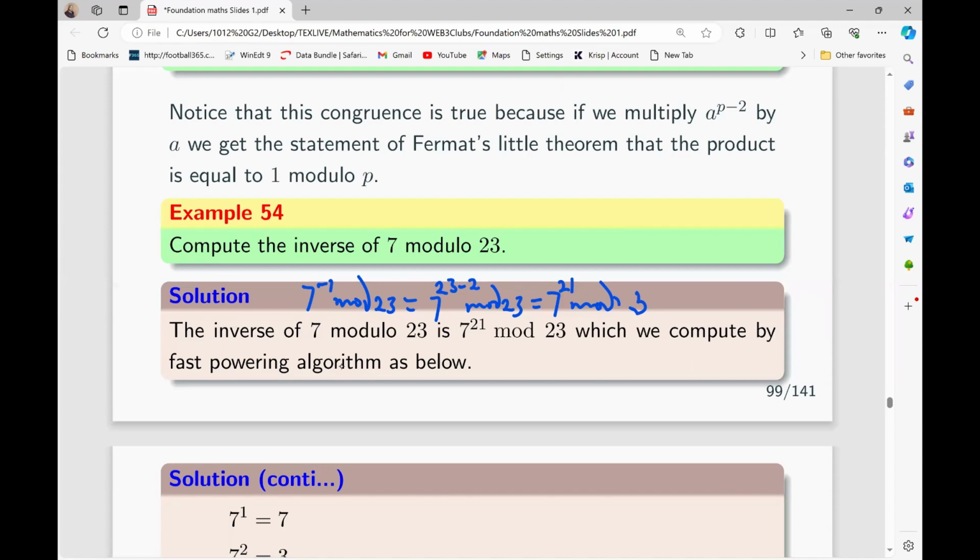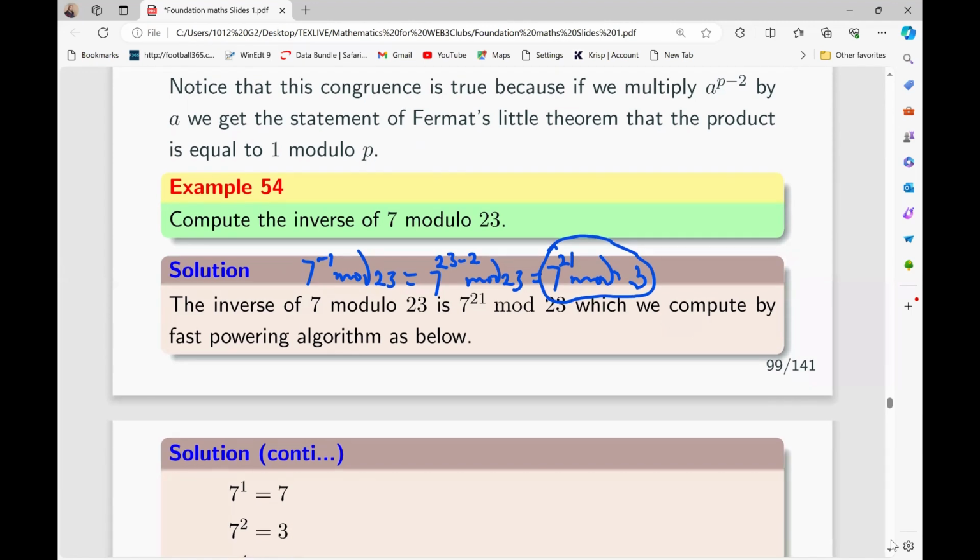The only thing you need to do now is to use the fast powering algorithm and find out the remainder of 7 raised to 21 on division by 23. That's the only thing that remains. Of course, we already know what the inverse is: 7 raised to 21, but we reduce it and make it smaller.